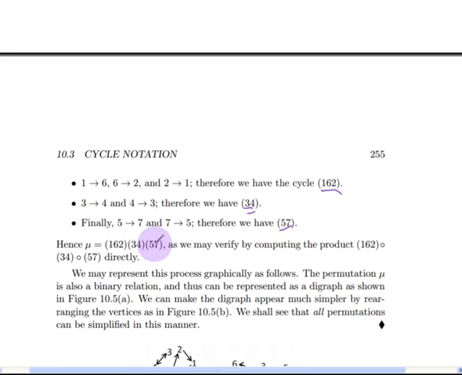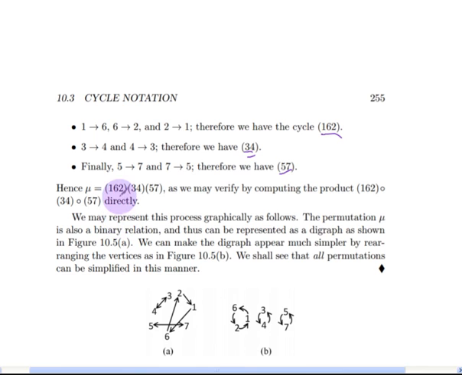And as I mentioned before, it doesn't really matter what order you put these cycles in. I could write this as 3, 4, 1, 6, 2 and 5, 7. But we prefer to put the cycles with the smaller numbers first. So we'd put the cycle with a 1 first, then the cycle with the next smaller number second, and so on.